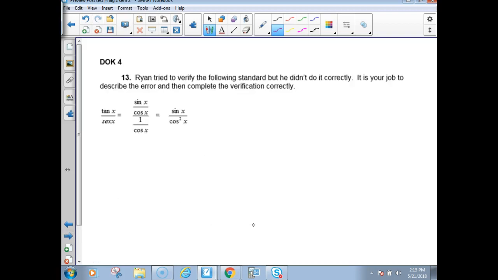13. Ryan tried to verify the following standard, but he didn't do it correctly. It's your job to describe the error and then complete the verification correctly. Well, it's hard to tell since he didn't show his details, right? He's trying to verify what tan x equals if you simplified it, and I'm sorry that it says sex on there. That was a typo apparently, and that should be a C. Secant.